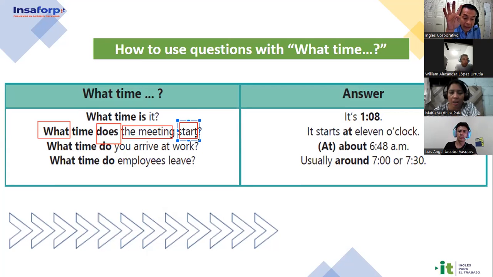WH word. Auxiliary. Subject. Subject. No. What's the last one? Start. What is the start? Work. Leave. Run. Verb. Correct. Nice, I like it. That's what happens for attending all the classes. Look, we already handle the topic. Yes, nice, congratulations. Good, now let's continue.